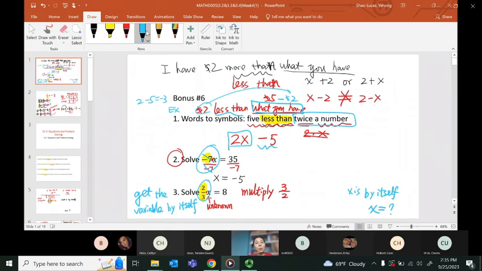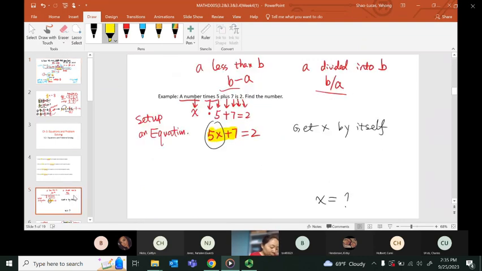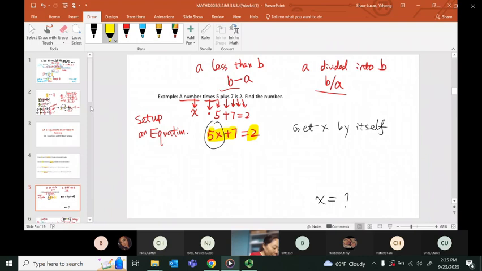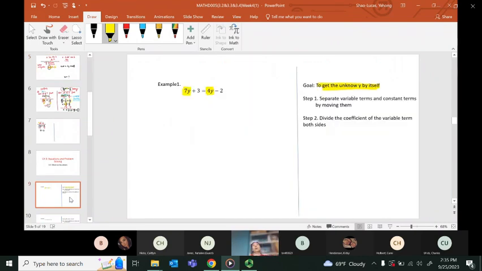So we should try to put anything containing an x on one side. On the other side, we should just have a number like 35 or 8, or 2, whatever. But this is our goal. We want to move all the y's to one side and all the numbers to the other side. Okay, so I put step 1: separate variable terms and constant terms by moving them.